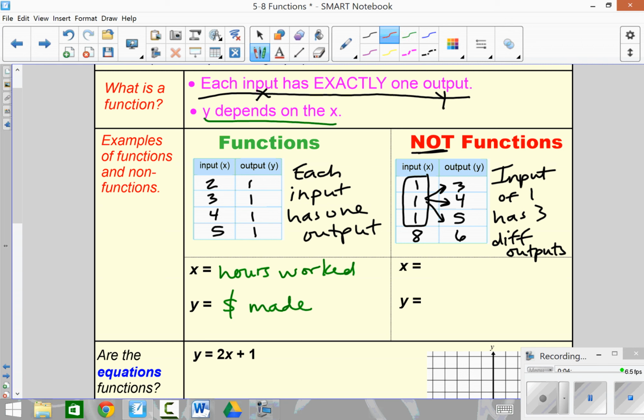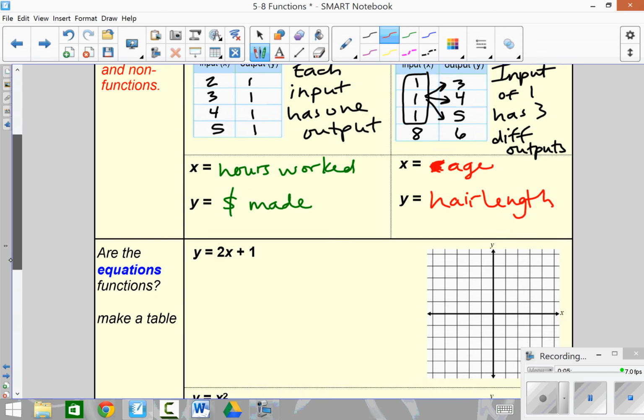If we look at a non-example, not a function, let's do y is hair length and let's say x is age. Well, this is not a function. This is under not a function because y does not depend on the x. The hair length does not depend on how old you are, because you could have a 2-year-old with long hair and you could also have a 2-year-old that has really short hair. So again, the hair length does not depend on age.